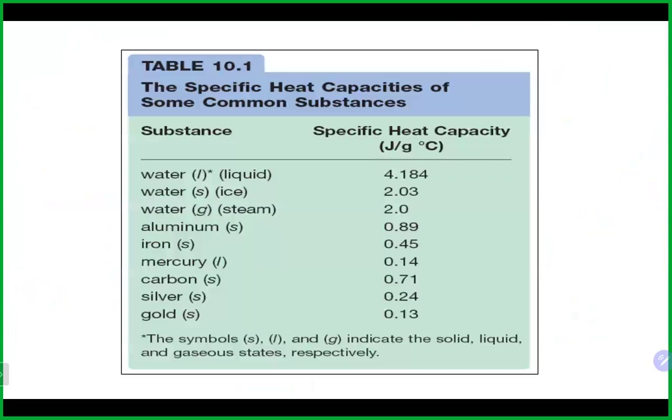Here again, it's a table, and as I mentioned before, they do want you to obviously know this value. But as you can see, ice is 2.03 and steam is 2, so it does change with the state. Obviously here, these are lower specific heat capacities for these metals.